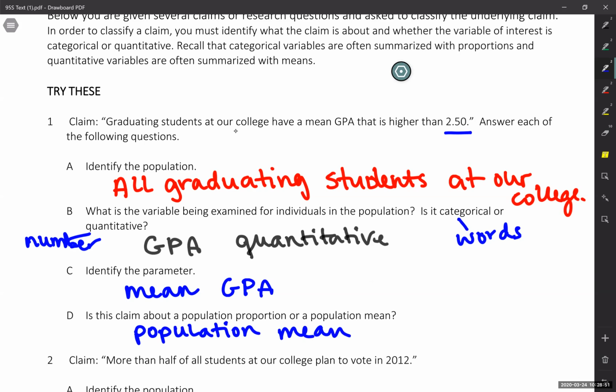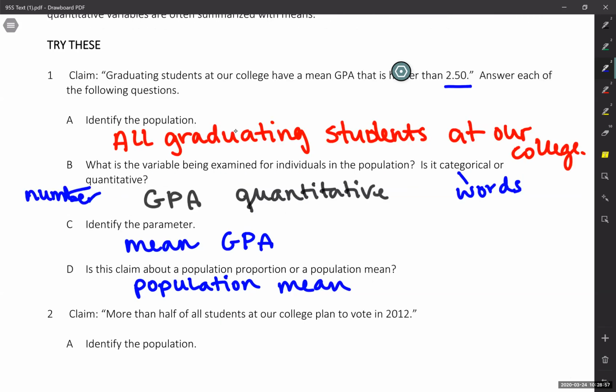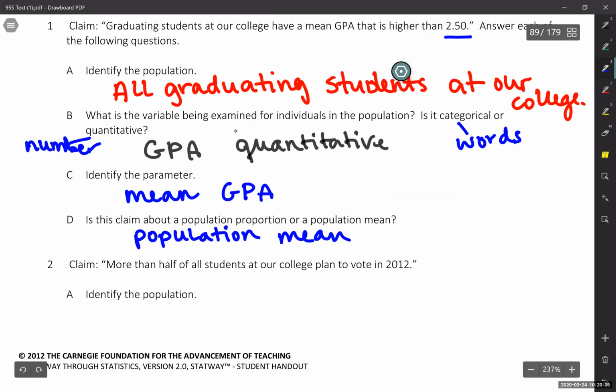All right, number 2. More than half of all students at our college plan to vote in 2012. Well, first of all, I guess this could be updated a little bit to maybe some more current times, but that aside, first we want to identify the population. And so even though it says more than half, that has nothing to do with the population. The population is all, so all students at our college.